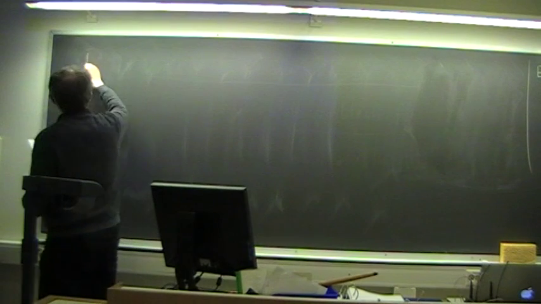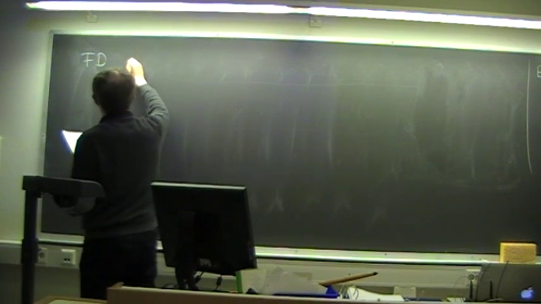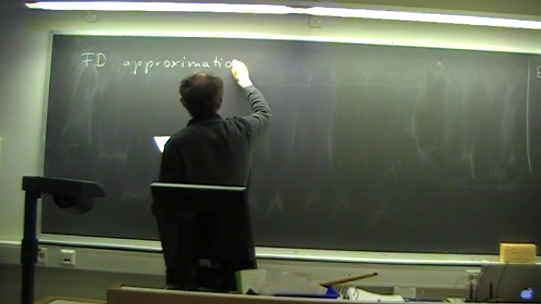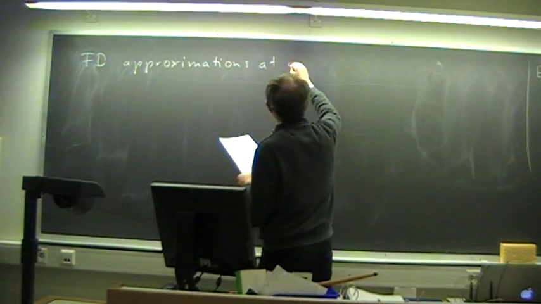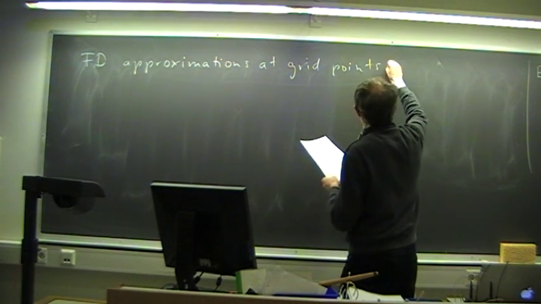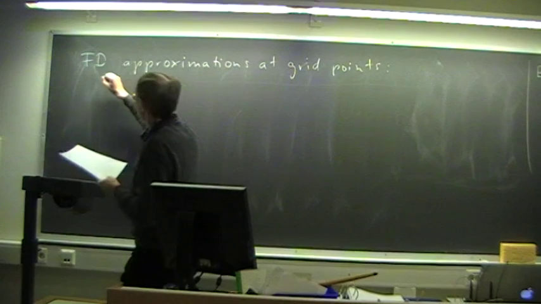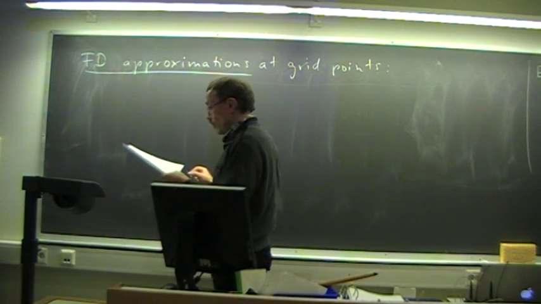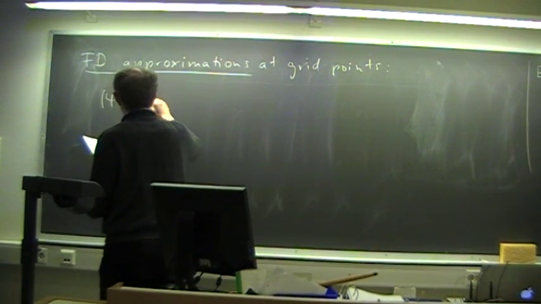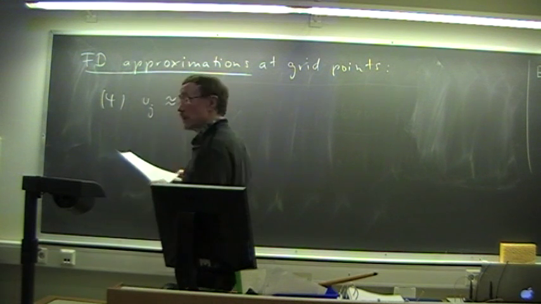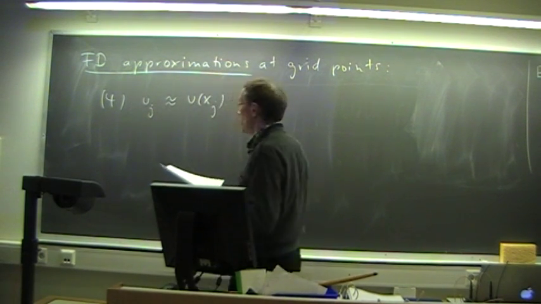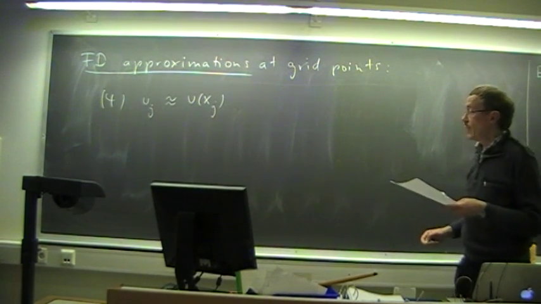So I use this equivalent finite difference, FD, approximations at the grid points. And for that, we use the following notation. We say uj. That is supposed to approximate the exact solution u of our problem at the grid point xj. So that will be our notation.